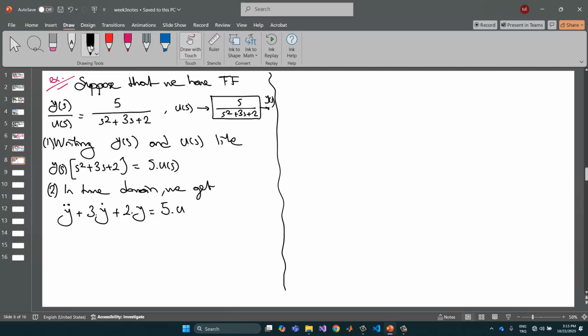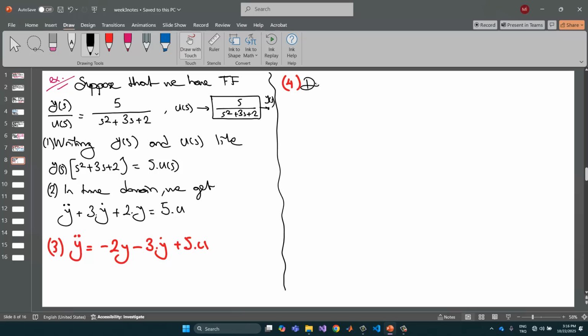So if I write this equation just like this one, y dot dot is equal to minus 2y minus 3y dot plus 5u, right? These are the equations. And so, Pelin, how can we write the equation of motion right now?